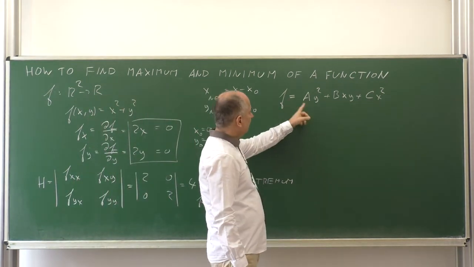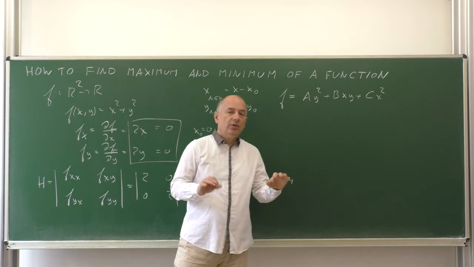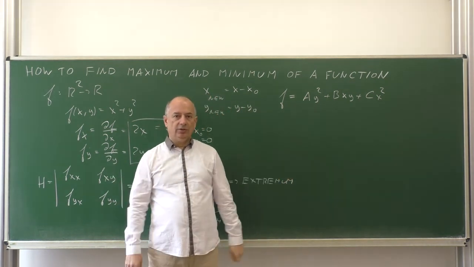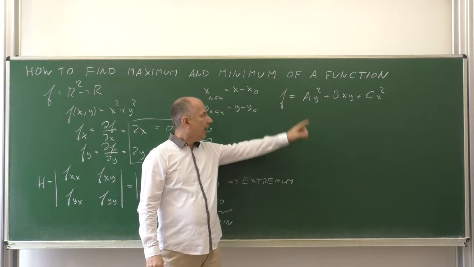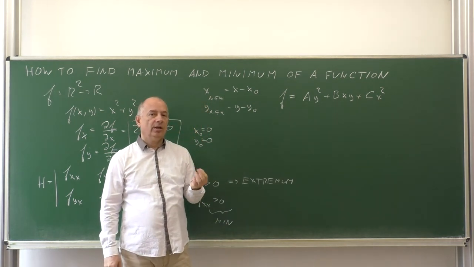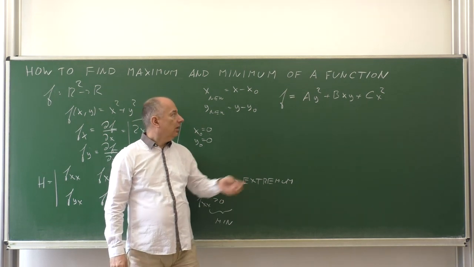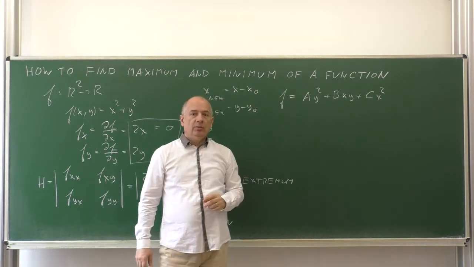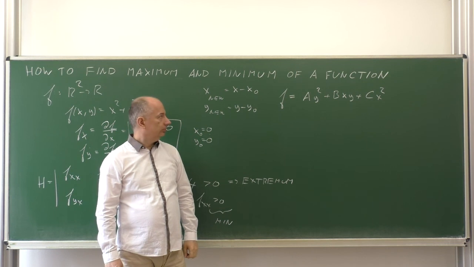Okay, assume a function of two variables in this form, which is quite a good approximation of a general function f. We want to find some test, some criterion, some condition for the function to have an extremum at zero, at the origin.